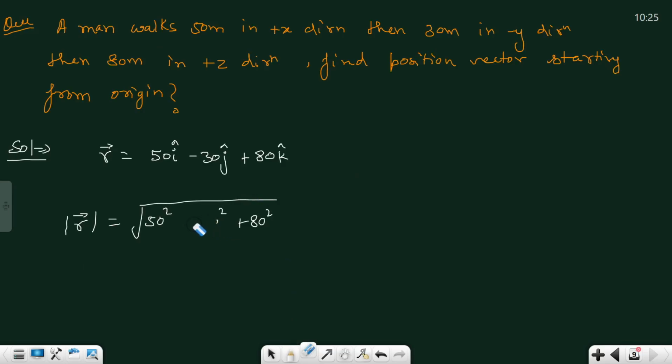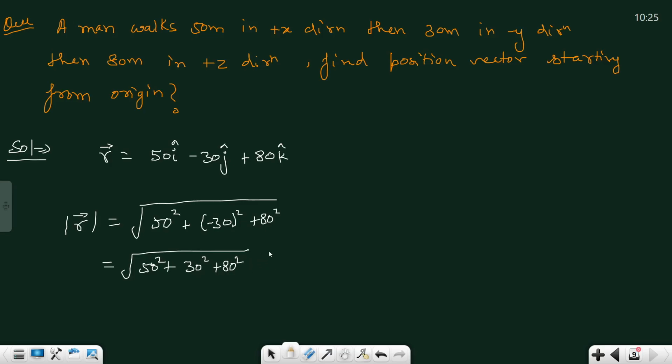So sir, this is distance, right? No, this is not distance, this is a displacement. If you take the magnitude, what you will do: 50 square plus minus 30 square plus 80 square. It doesn't matter whether you take minus or plus, because when you square this minus sign, you will get the same answer. The minus with the square will become plus. Okay, so this is the magnitude of displacement.